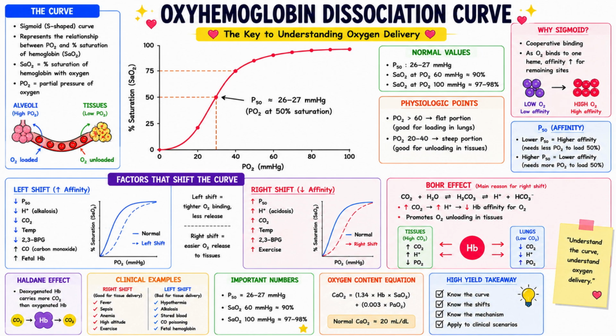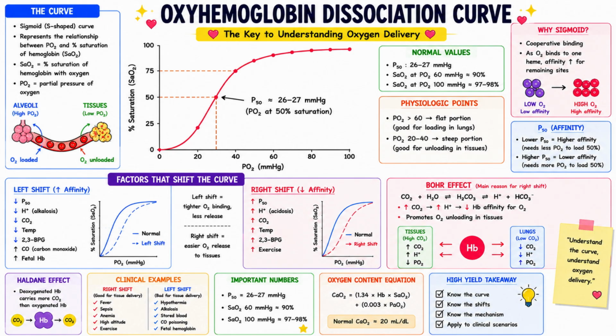Let's talk about one of the most important concepts in all of physiology, the oxyhemoglobin dissociation curve. If you understand this curve, truly understand it, you understand oxygen delivery. And oxygen delivery is everything in anesthesia.